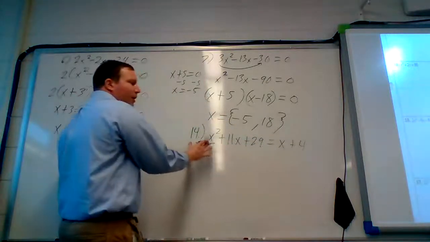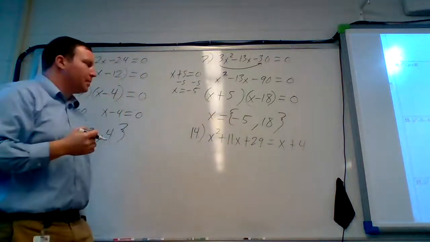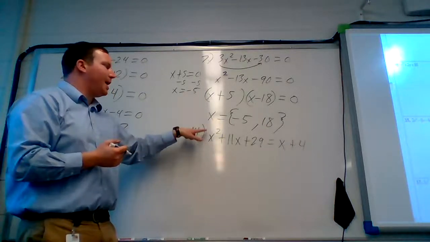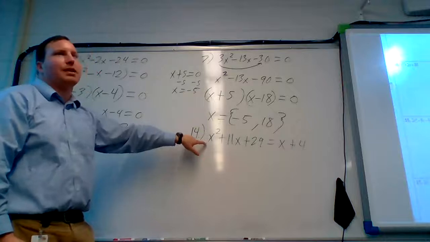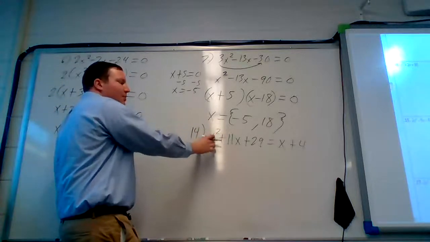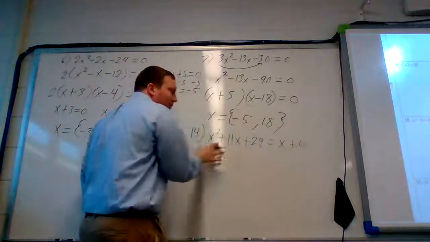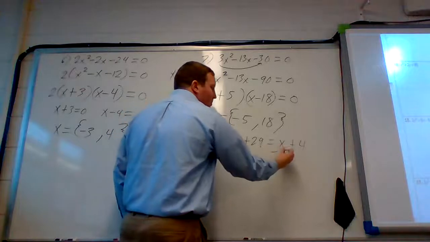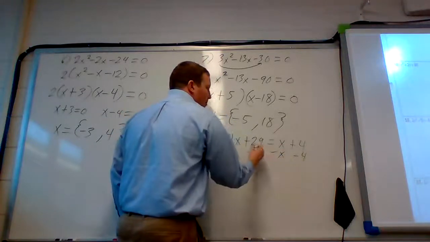We want to get it all onto one side of the equation, right? And another thing we want to do is make sure that our x squared has a positive leading coefficient. We don't want to have to deal with negatives. So generally, whatever side you're going to have your big x squared on is the side you want to move everything to. So in this case, I need to move my x and my 4 over. So I'm going to subtract x and subtract 4.